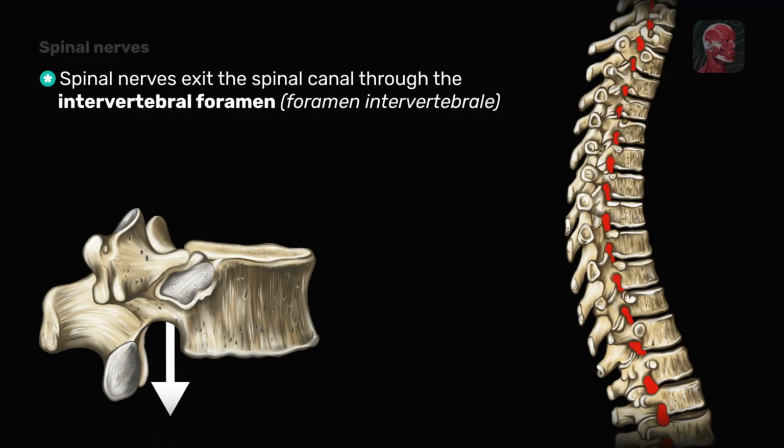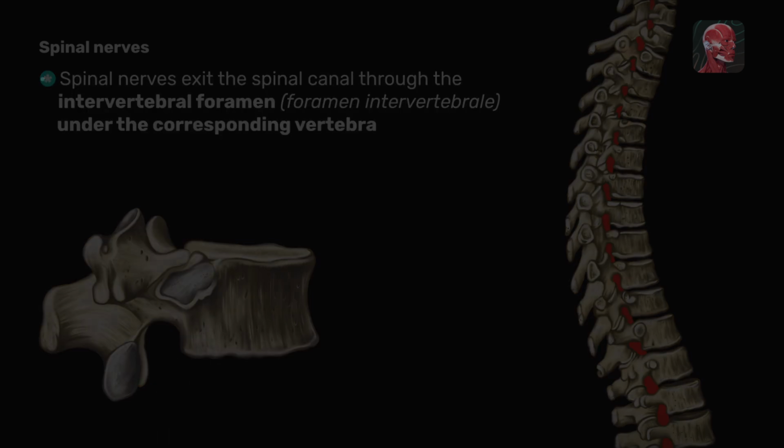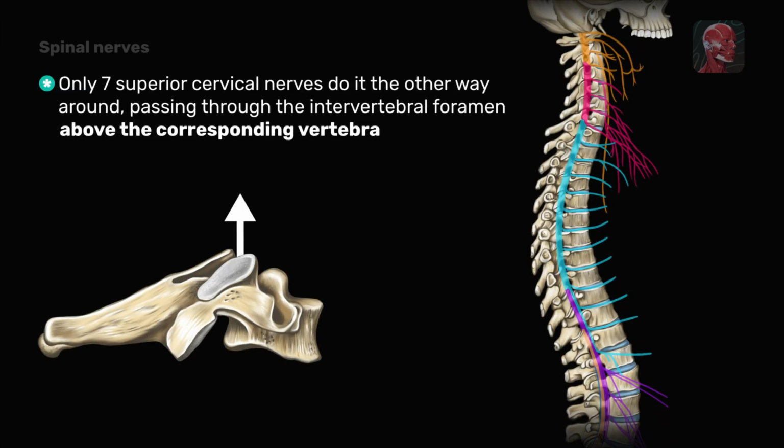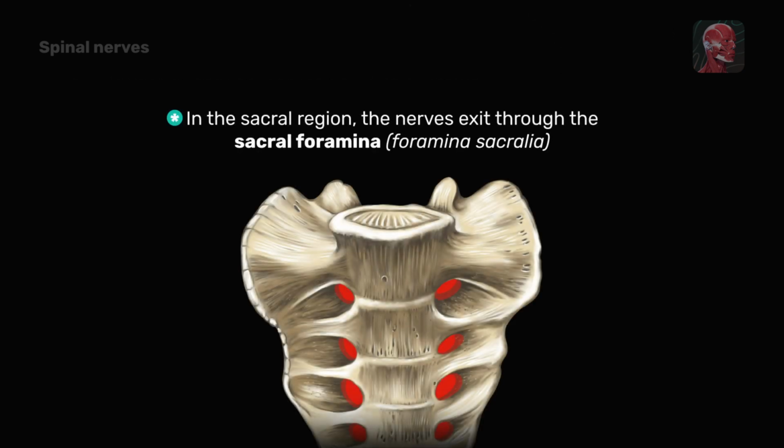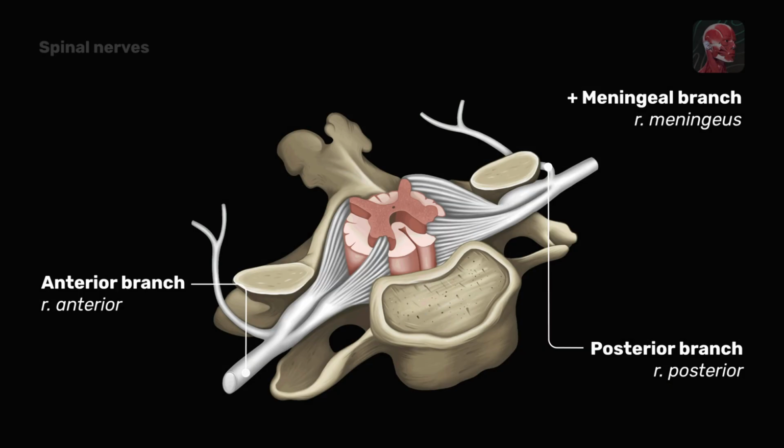For the most part, the spinal nerves exit the spinal canal through the intervertebral foramen under the corresponding vertebra. Only 7 superior cervical nerves do it the other way around, passing through the intervertebral foramen above the corresponding vertebra. In the sacral region, the nerves exit through the sacral foramina. Then each spinal nerve is divided into 3 branches: the anterior, posterior, and meningeal branches.